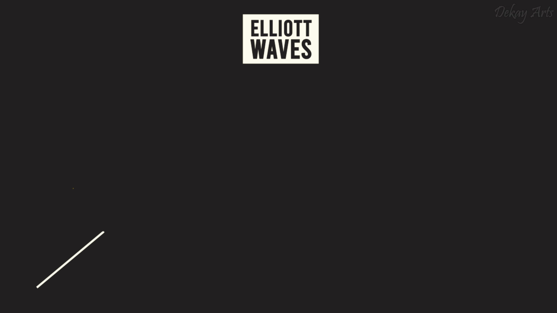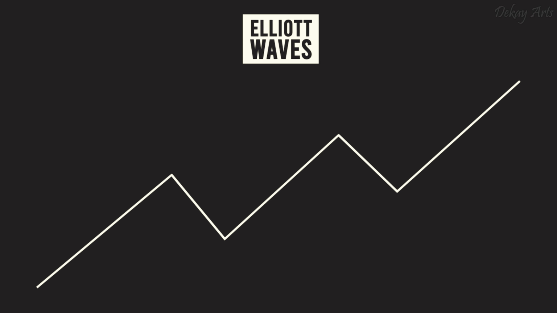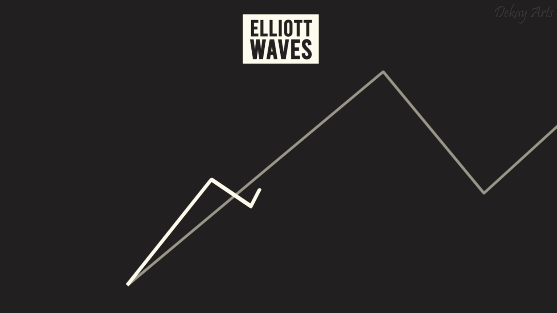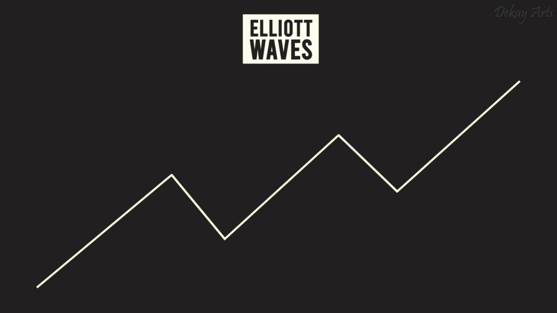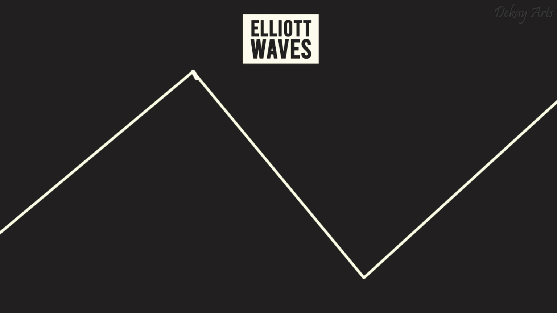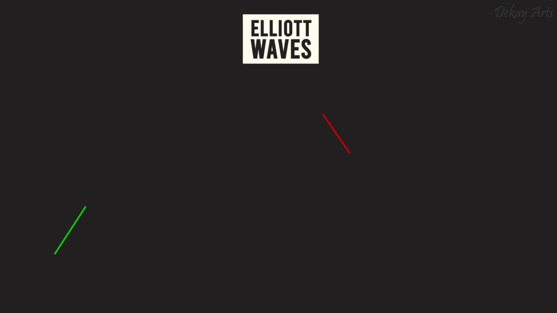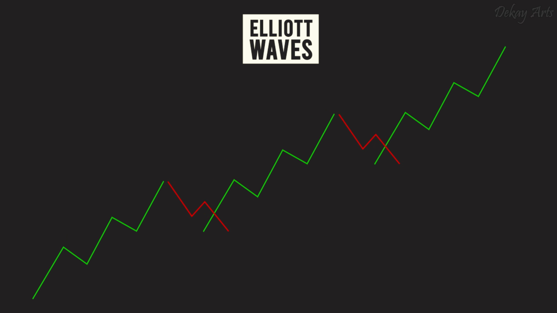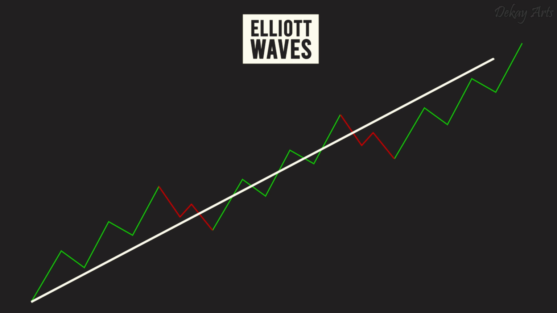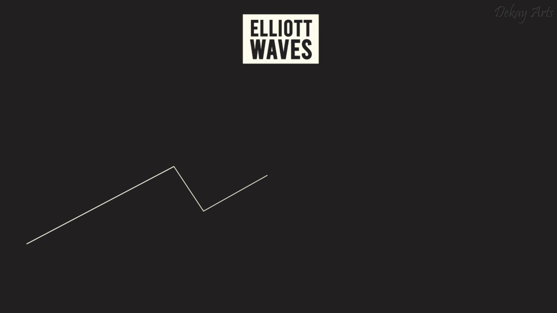Impulse and corrective waves are fractal in nature. It means each impulse wave can be subdivided into 5 subwaves, 3 of which are impulsive and 2 are corrective. Similarly, each corrective wave can be divided into 3 subwaves, 2 of which are impulsive and 1 corrective. These impulse and corrective waves can be further divided in the same proportions. Conversely, these waves can be combined to form a higher degree impulse or corrective wave. This fractal nature of impulse and corrective waves is what allows traders to analyze the market from multiple time frames.